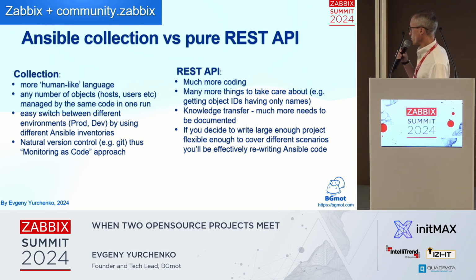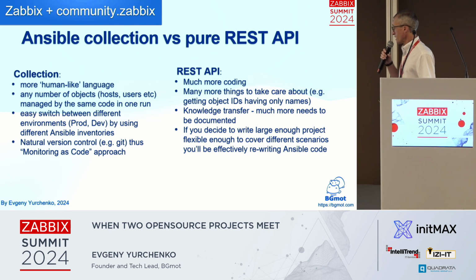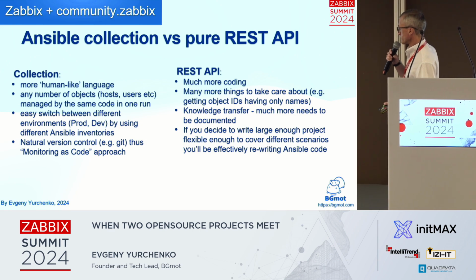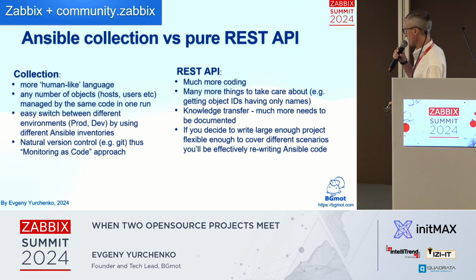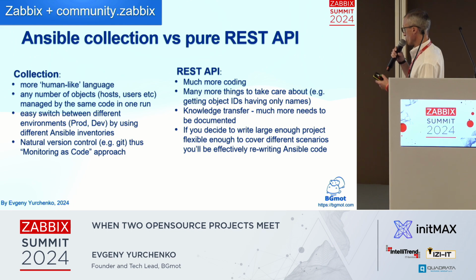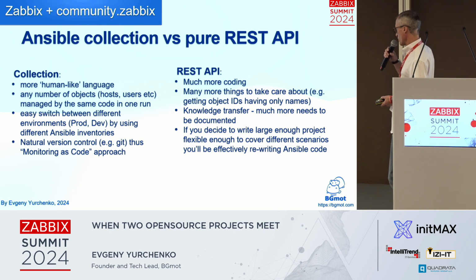And which is important, if you decide to write a large enough project to cover a complex environment, you'll basically be rewriting this collection, implementing all this stuff. First get, see whether the object exists in Zabbix, then update or create logic and lots of code.